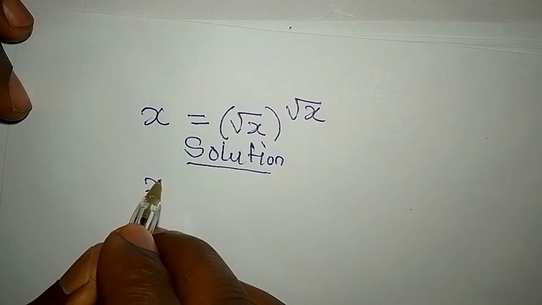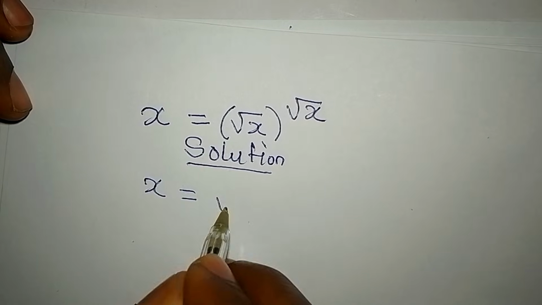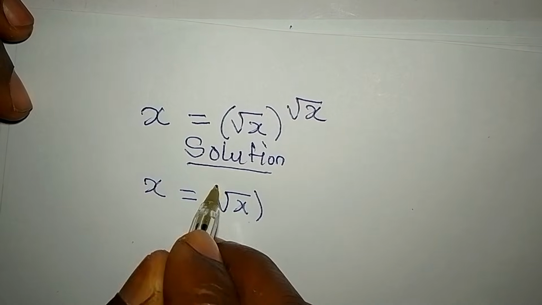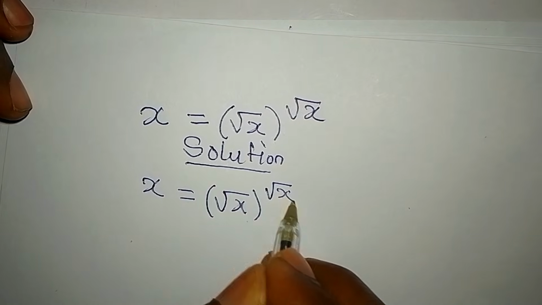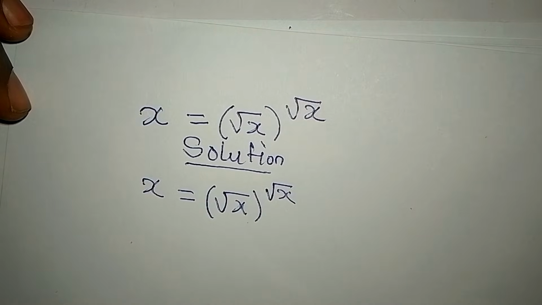So here we have x equal to square root of x to the power of square root of x. And we want to solve this completely.